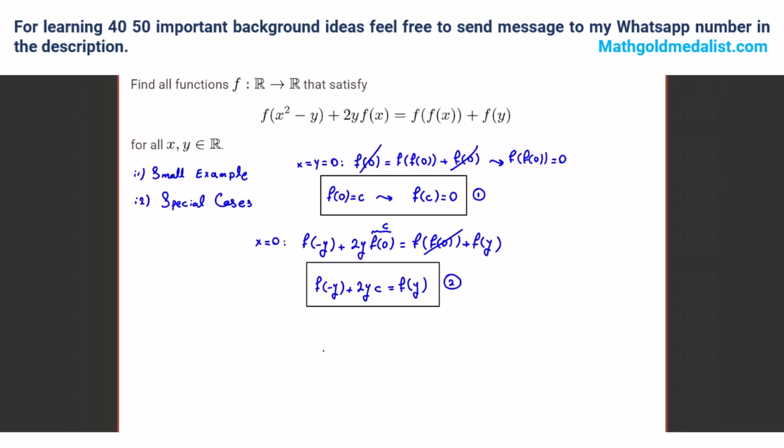Now, let's consider y equals 0. Then it would be f of x squared here. This is 0, is equal to f of x plus what? Plus f of y, which is plus f of 0. f of 0 is c. So, let's again put a box around this equation, and we can call it the third result.